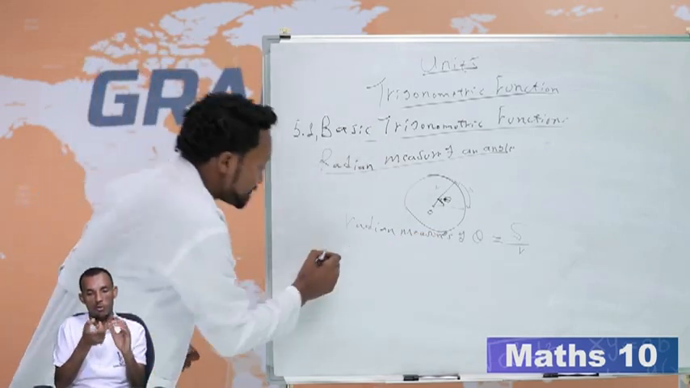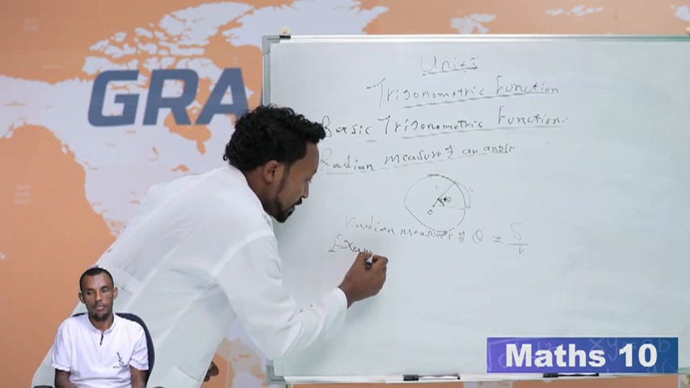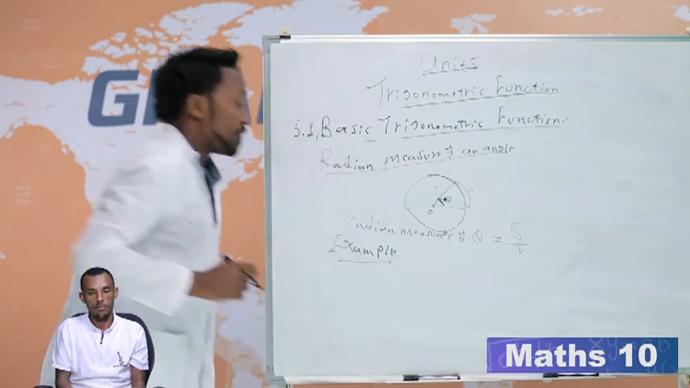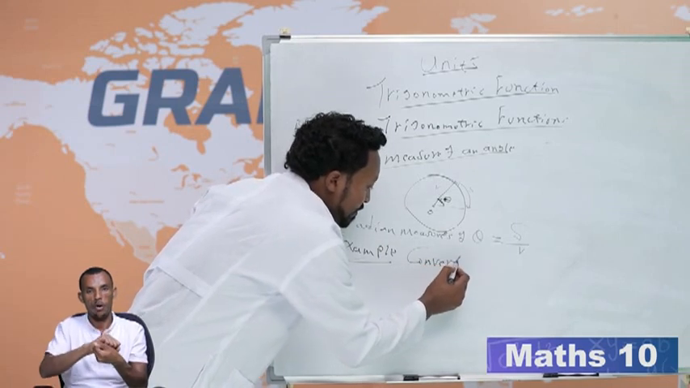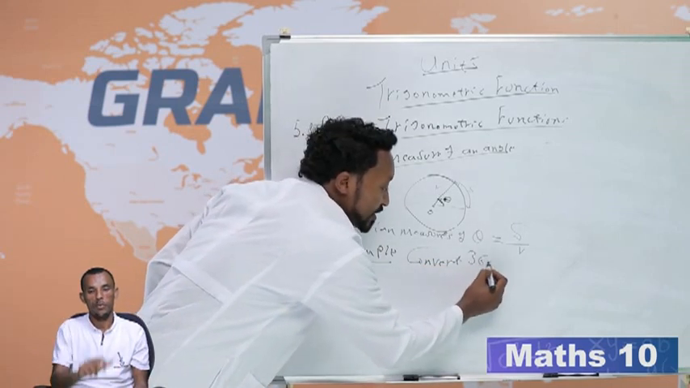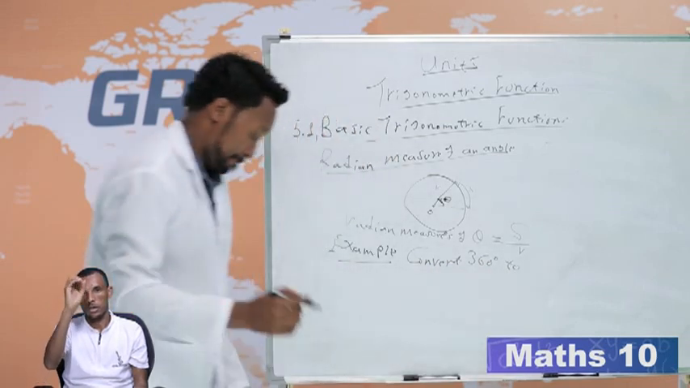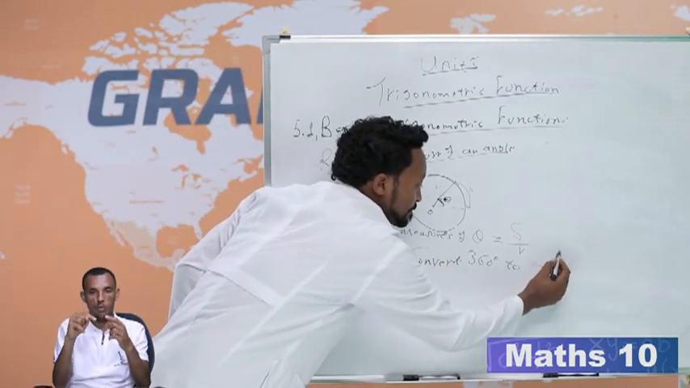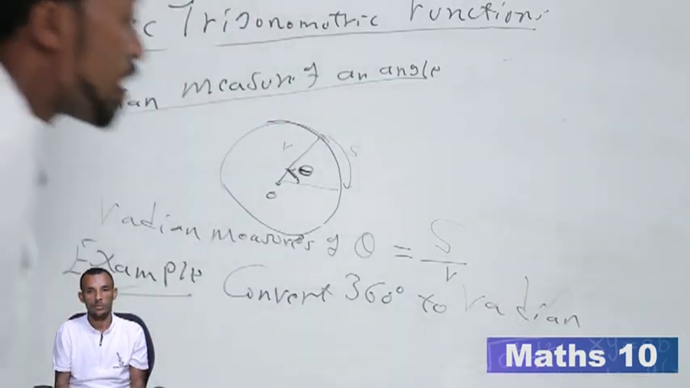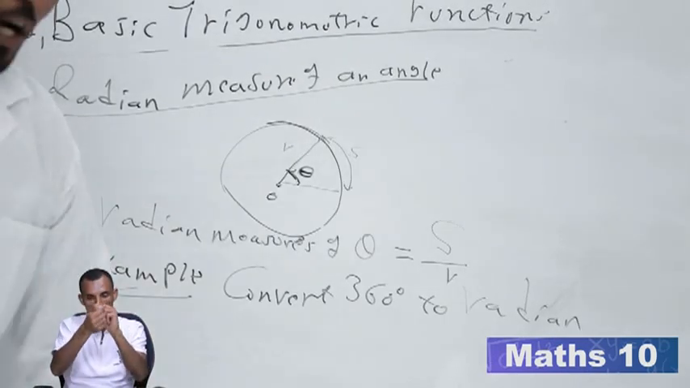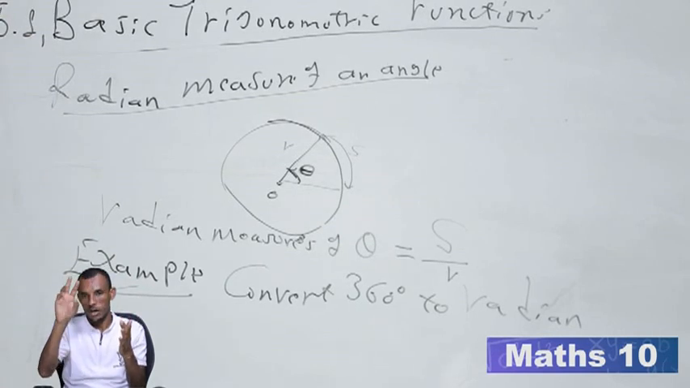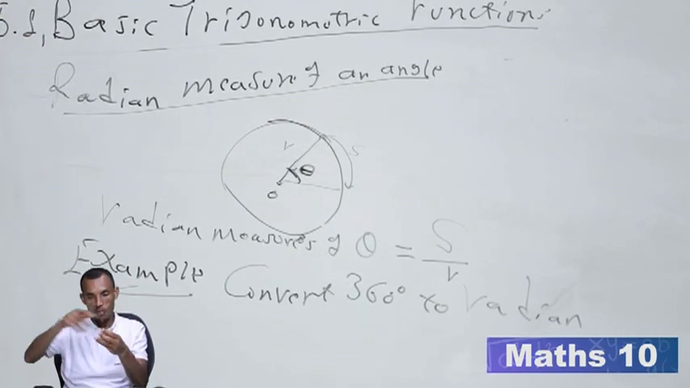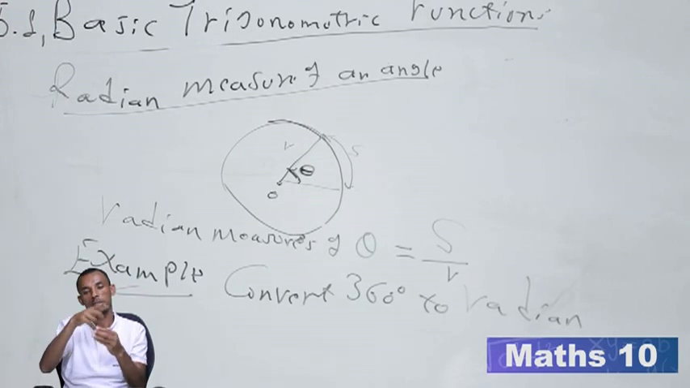For example, here, convert 360 degree to radian. How do we convert this to radian? 360 degree means a full rotation. That means a circle. That means the circumference of a circle. 360 degree means the circumference of a circle.